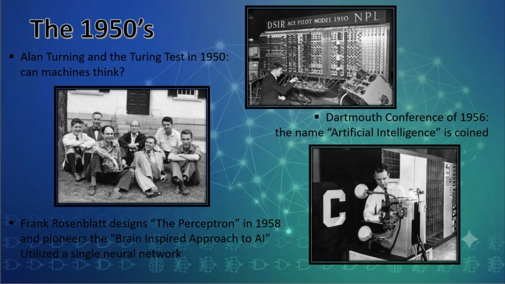Later in 1956, Dartmouth College hosted a summer research project on artificial intelligence. It was the first conference of its kind and was comprised of computer scientists, mathematicians, physicists, and others, notably John McCarthy and Marvin Minsky. It was at this conference that the name artificial intelligence was coined, and plans to roadmap AI research, algorithms, and programming languages were made.